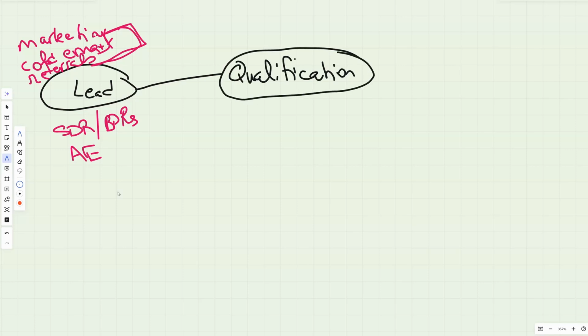Who's responsible for qualification? Again, you have the SDR, and you have the AE. But I believe that SEs, solution engineers, need to be involved in this. Because when you talk about qualification, we're talking about business qualification and technical. It's not a discovery, it's a qualification.